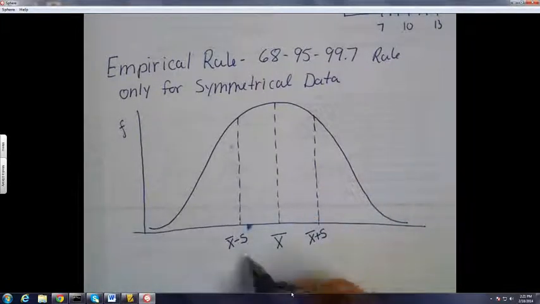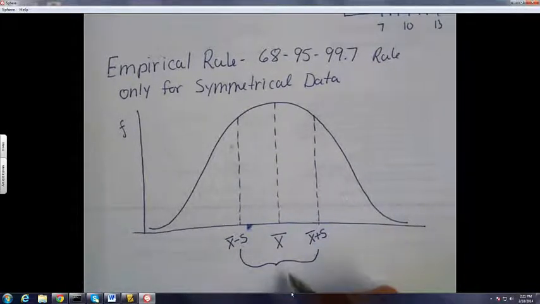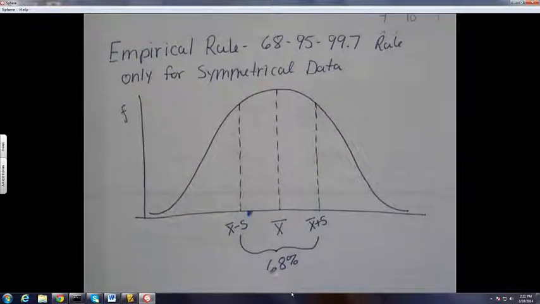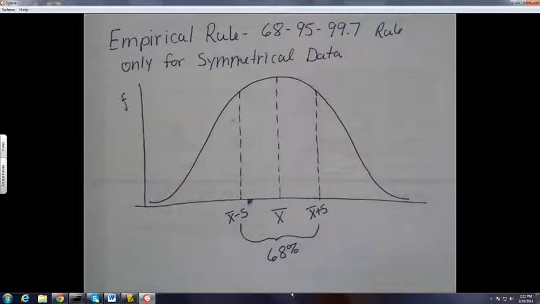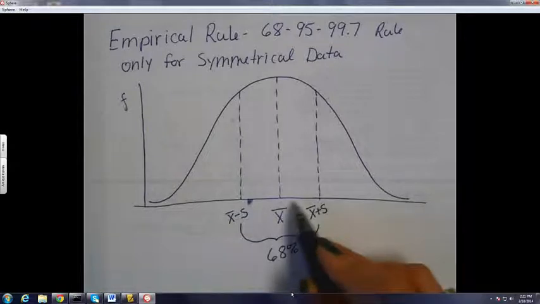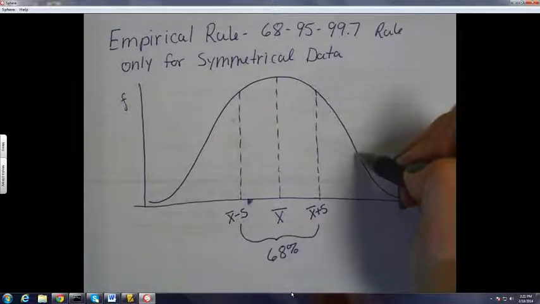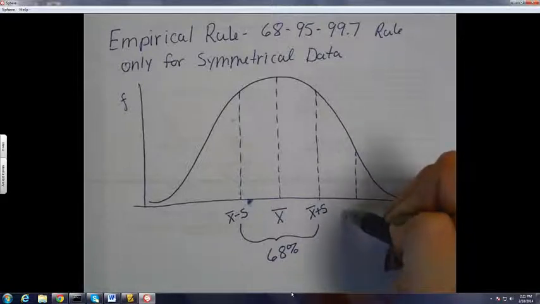In between those 2 chunks, we would have about 68% of our data would fall within 1 standard deviation of the mean. Very important piece of information. So within 1 standard deviation, 68% of your data are going to fall in there. If I go another standard deviation above the mean, so if I kind of just use this spacing here, it's about 95%. So this is the mean plus 2 standard deviations.